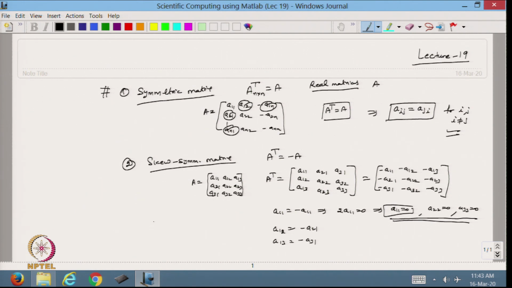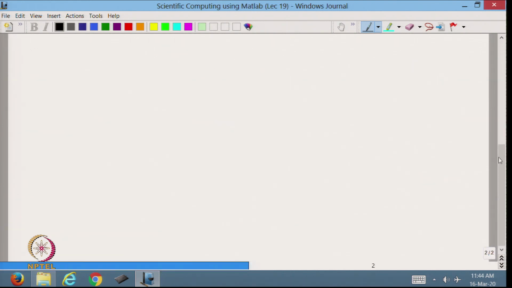Suppose I take a matrix A with rows 0, 1, minus 2; minus 1, 0, 3; 2, minus 3, 0. It is a skew symmetric matrix, because each element is just the minus of its mirror element. So this is an example of a skew symmetric matrix.